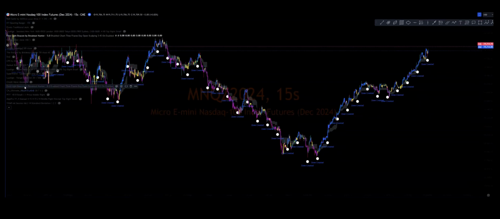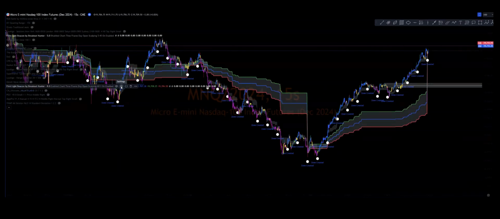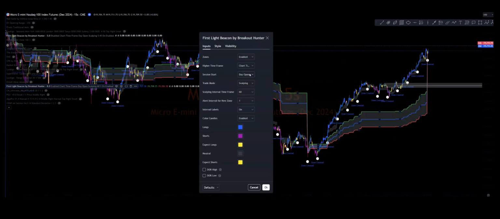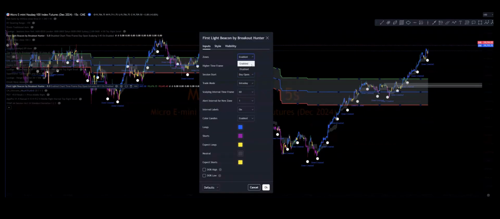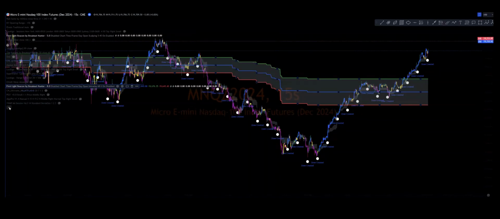Now, here's the cool thing: you can always add a second installation of this on your screen and you can run the higher time frames. Now, this is what that is. You go to intraday. We're going to go to day open where you don't want zones enabled. We don't want this. We don't want that. We don't want this. We want intervals. And we're going to go over here.